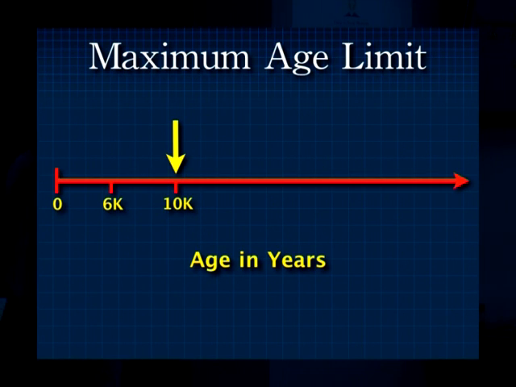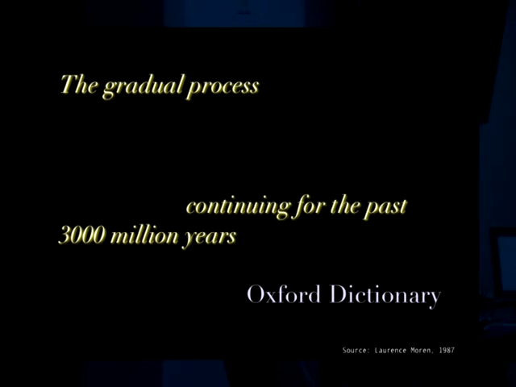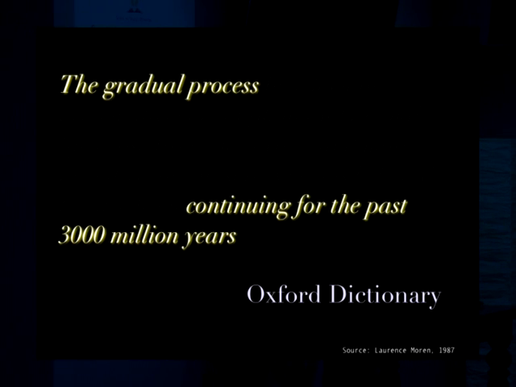So now we're at 10,000 years. So the Oxford Dictionary says it's a gradual process that continues for 3 billion years, but observations of the natural world don't allow us to go to that limit of time. It starts limiting us at around 10,000 years.